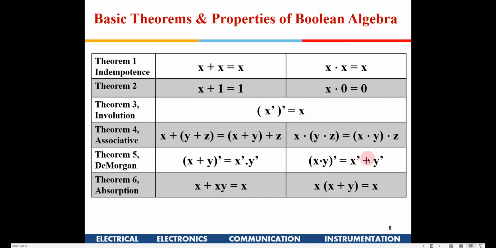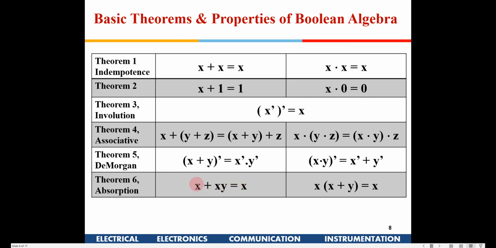This is a very important rule which we are going to use again. This is absorption, where you have x plus xy is equal to x. If x is equal to 0, then xy is also going to be 0, so the final output is going to be 0. So this is a redundant term.